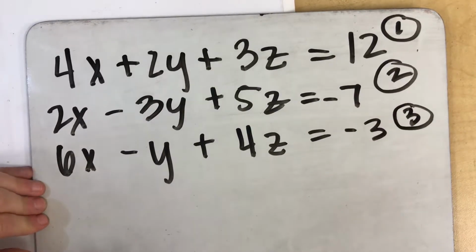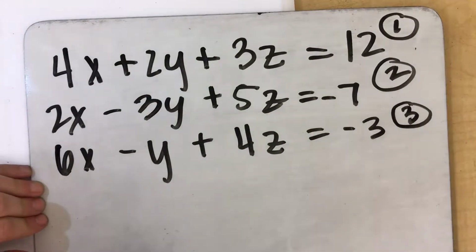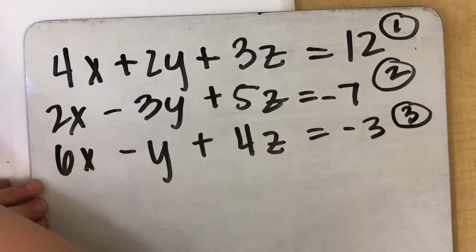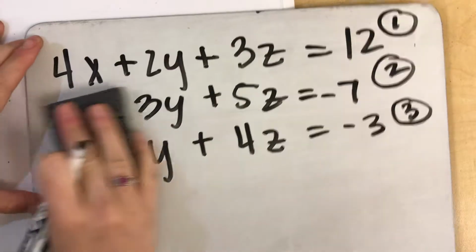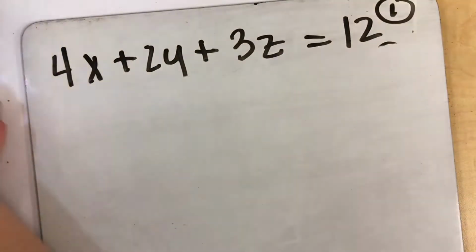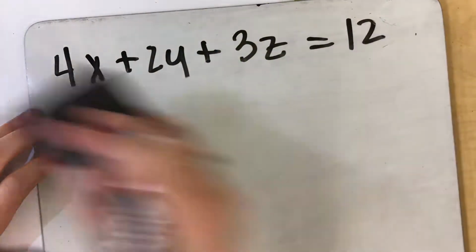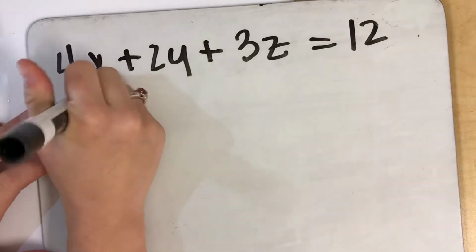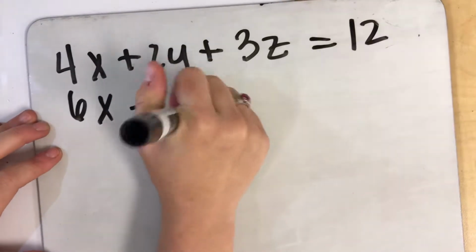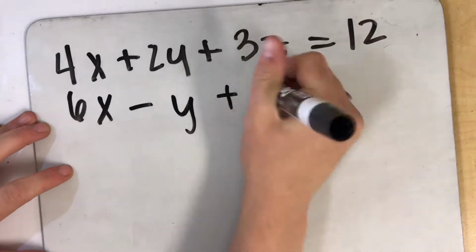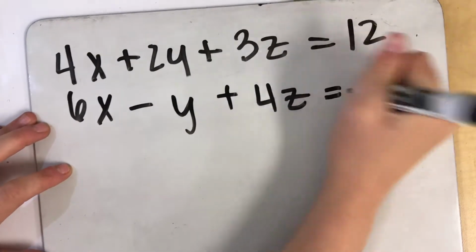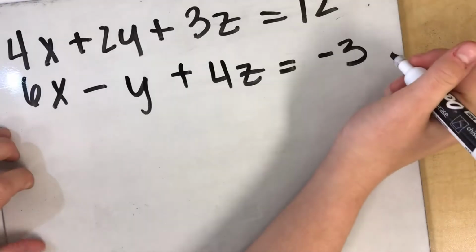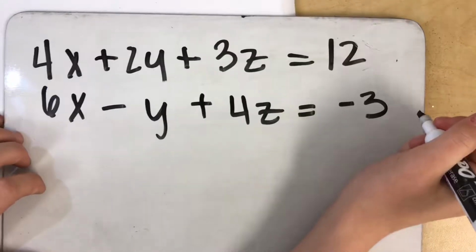We're going to be solving for y at first. So I'm going to use the first equation and the third equation. I'm going to line them up. So it'd be 6x minus y plus 4z equals negative 3. We want to make it so that the y variables can eliminate.